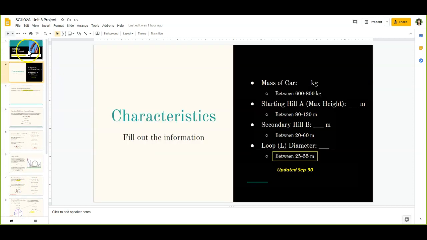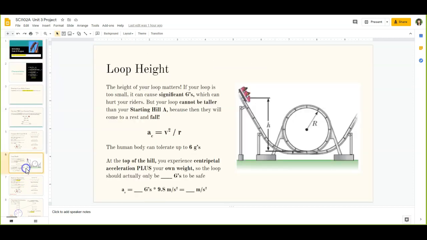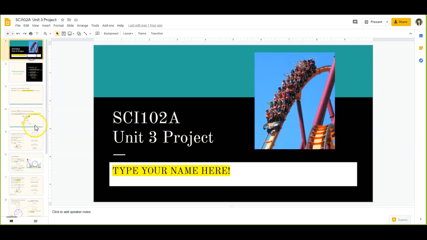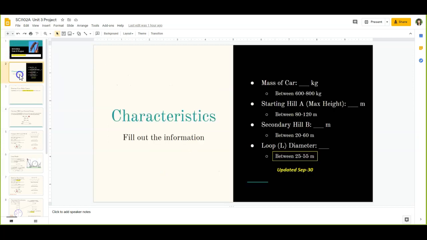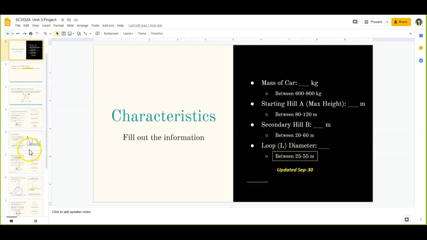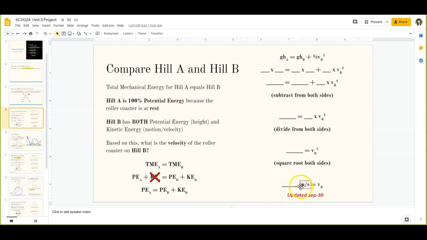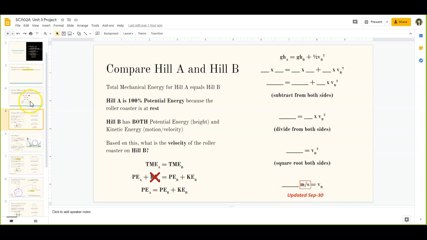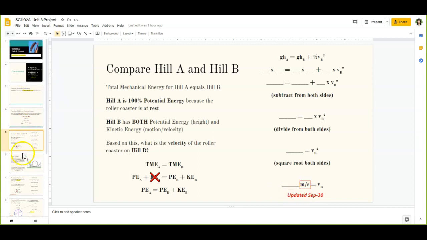Remember, we've already discussed the first 6 slides that occurred in the Unit 3 project workday that we had about a week ago. The only updates are that the loop diameter specifications have been updated, so you do need to choose between 25 to 55 meters, as well as I did include the units for the velocity on hill B right here. So make sure that you also update those on your own.